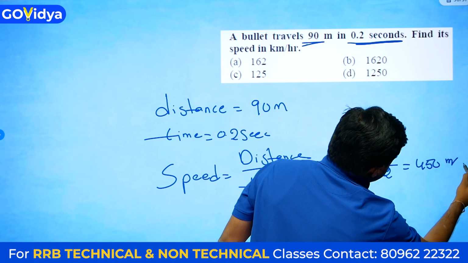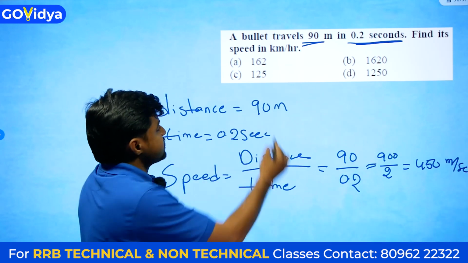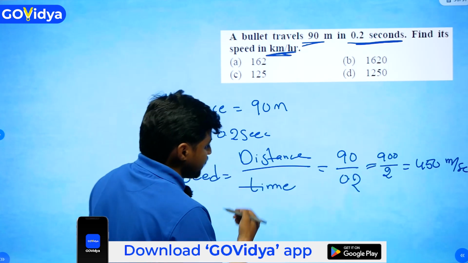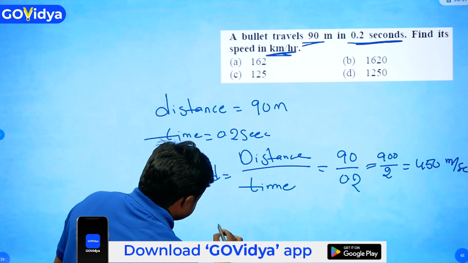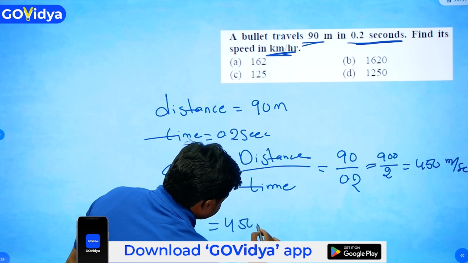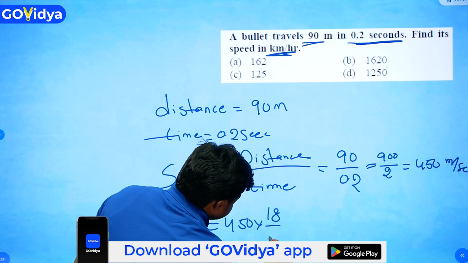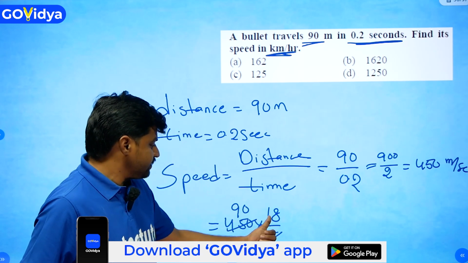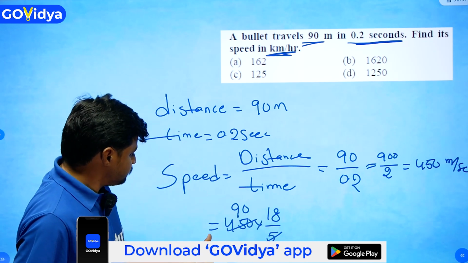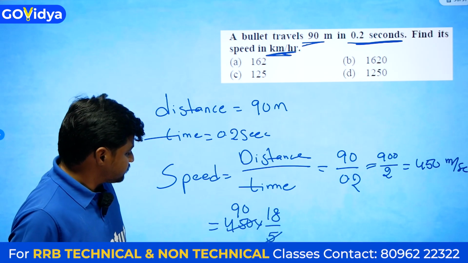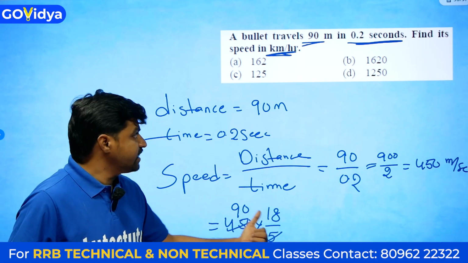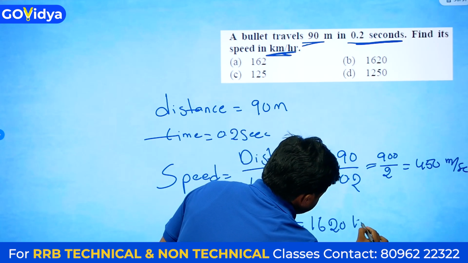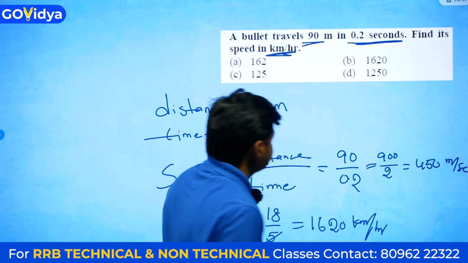450 is the meter per second, but in the options they are asking to find kilometer per hour. For converting meter per second into kilometer per hour, we have to multiply 18 by 5. 450 into 18 by 5. Okay, 5 1 ja, 5 9 ja, 90 ja. Okay, 90 into 18 we will get 1620 kilometer per hour. Okay, next question.